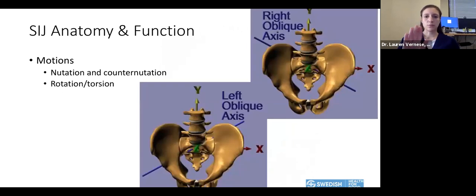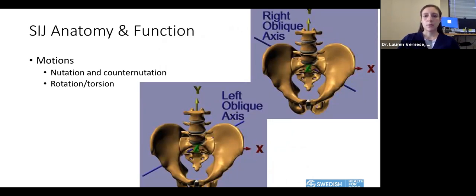Another motion is called rotation, or torsion, where the sacrum is actually moving like this. So I think about someone walking, and the sacrum actually rotates on two different axes called a left on left oblique axis, pictured here in the bottom, or right on right oblique axis. What's important about this is that when we walk, if we put our foot down and heel strike on the right, you're going to form a left on left axis and vice versa.